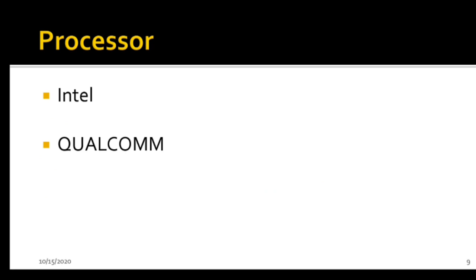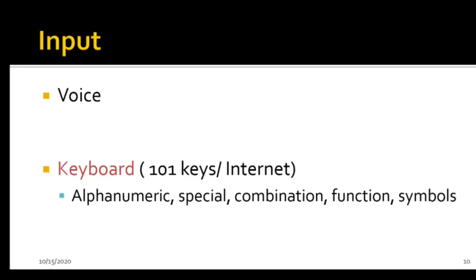But nowadays Intel has the i3, i5, i7 series. So companies have changed their trend of manufacturing processors. As far as mobile phones and handy devices are concerned, Qualcomm is the major company manufacturing processors. Inputs are also available in the form of voice. It means that you can give input in the form of voice.